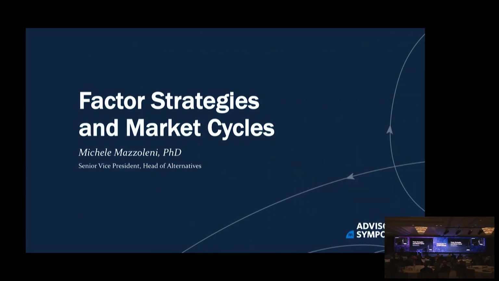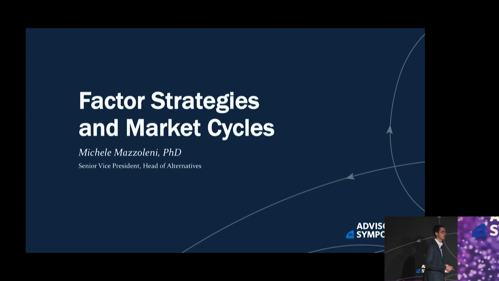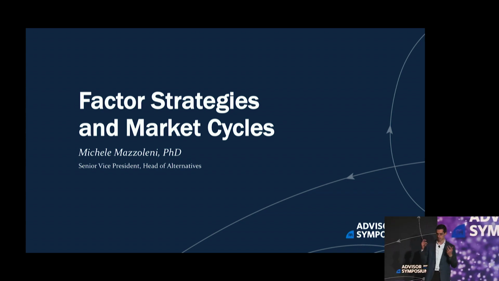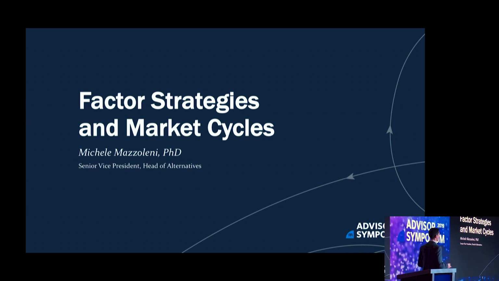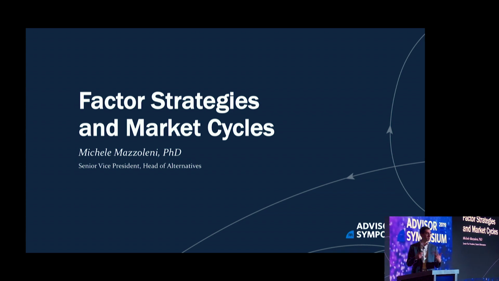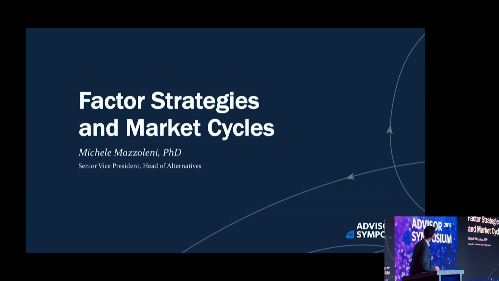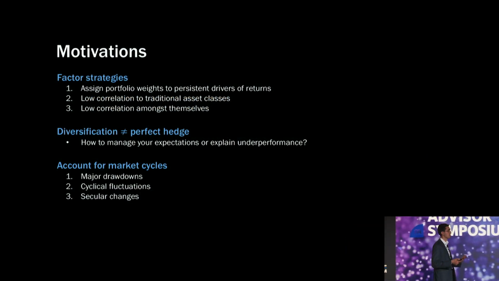And I'm going to be talking about some more macro type of factors, like the ones that Jim just introduced to you: carry, value, and trend following. My focus today is about market cycles. I'm going to make a big point about how market cycles can impact factor strategies' performances and how you can look at what's happening in the market to try to make sense of what might be happening to your factor strategies. So let me start with the motivations and perhaps set up what's the problem.